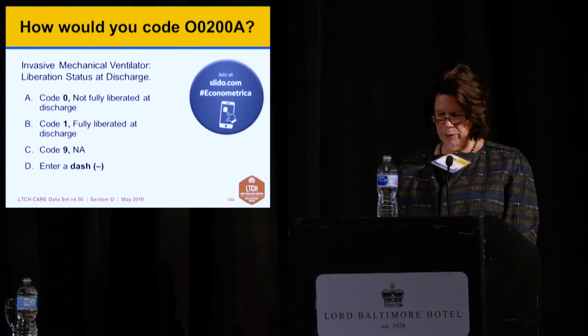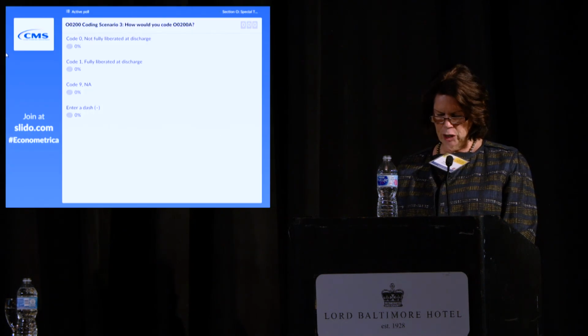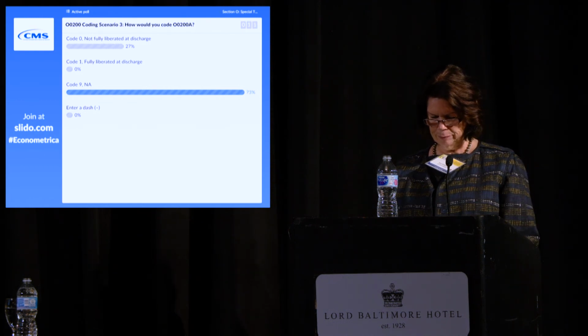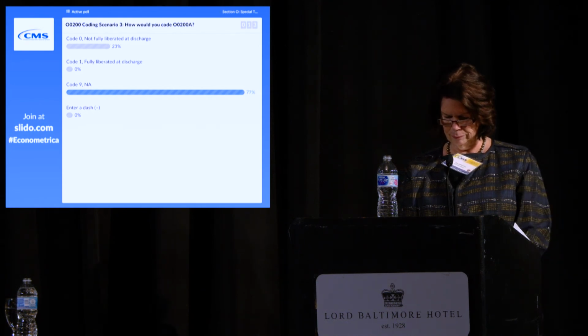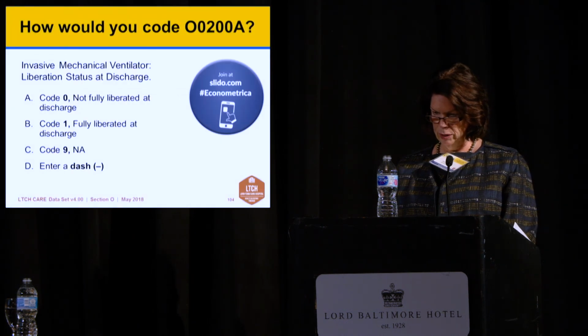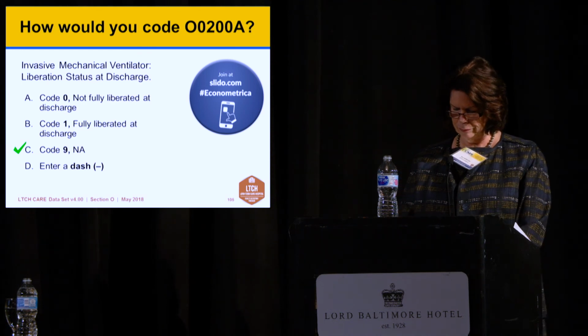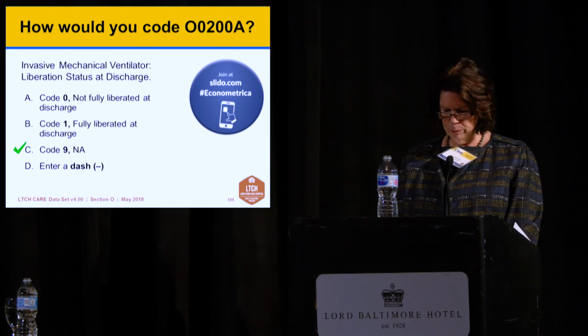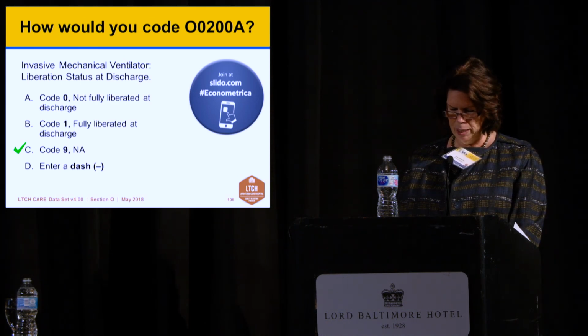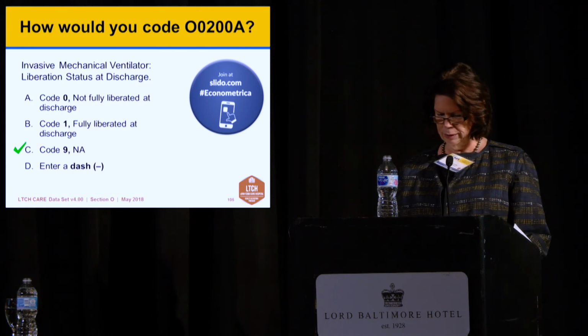How would you code this particular scenario? A, not fully liberated at discharge. B, code 1, fully liberated at discharge. C, code 9, and A, or D, enter a dash. And code 9 and A, not applicable, is the correct answer. And it's correct because Mr. G is on invasive mechanical ventilation and he was determined to be non-weaning upon admission to the LTCH due to his medical condition.